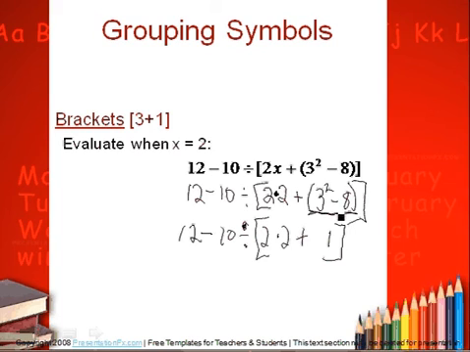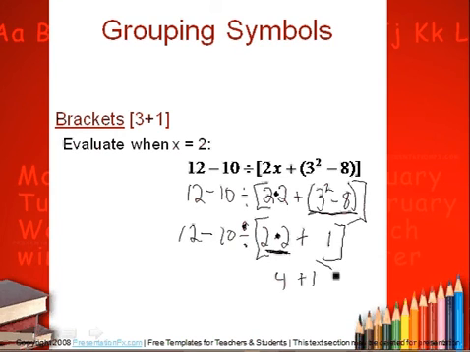We got rid of the parentheses. However, we still now have these brackets. These are still a grouping symbol that have to be taken care of before we can continue with our normal order. So remember, this is not 22. This is 2 times 2, which is going to be 4.